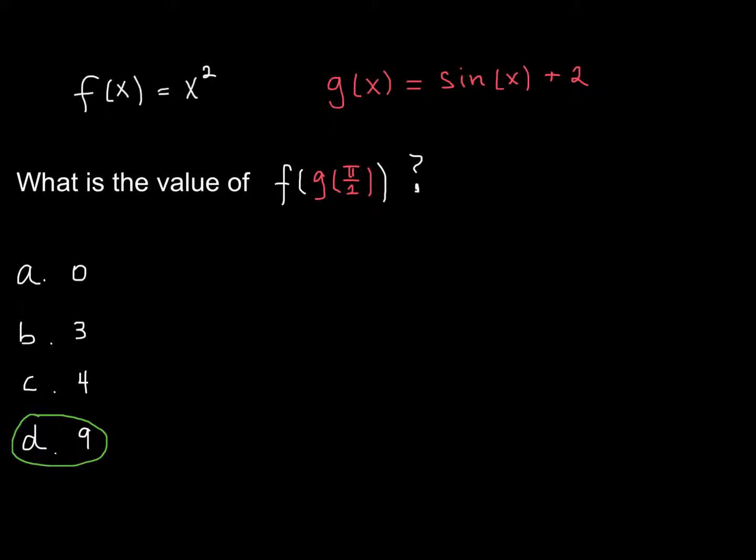It's kind of like unpeeling an onion, right? There's many layers. And what we've got to do is the innermost layer first. So first you must evaluate your function g with an input of pi over 2. When you do that, sine of pi over 2 is 1, plus 2 is 3. So this value here is 3. So then you're going to evaluate your function f with an input of 3, and 3 squared is, of course, 9.